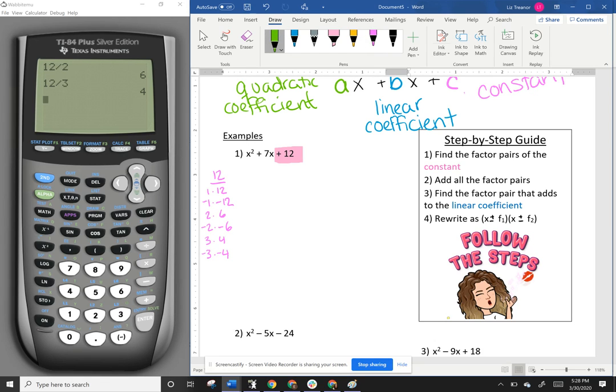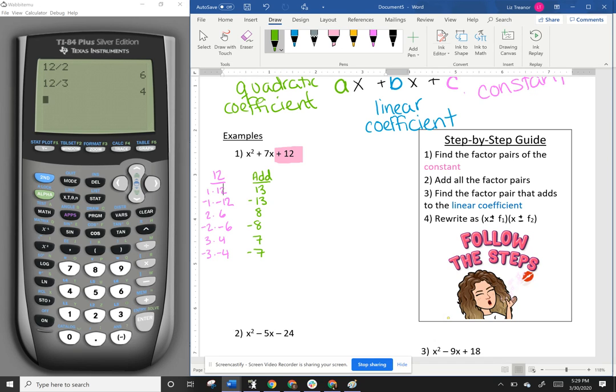Okay, step number 2. Now we're going to add all the factor pairs. So after we add them up, we get 1 plus 12, which is 13. Negative 1 plus negative 12 is negative 13. 2 plus 6 is 8. Negative 2 plus negative 6 is negative 8. 3 plus 4 is 7. And negative 3 plus negative 4 is negative 7.